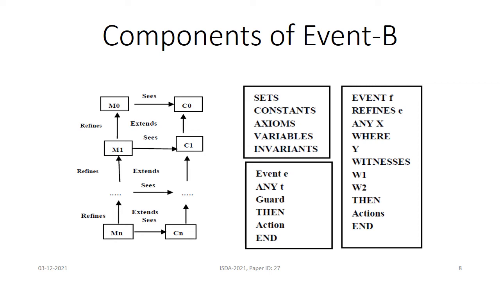See, M1 refines M0, that means in the successive levels the machine and context can incorporate the previous properties of the system. That's why M1 refines M0 and C1 extends C0. So this relationship holds throughout system design.